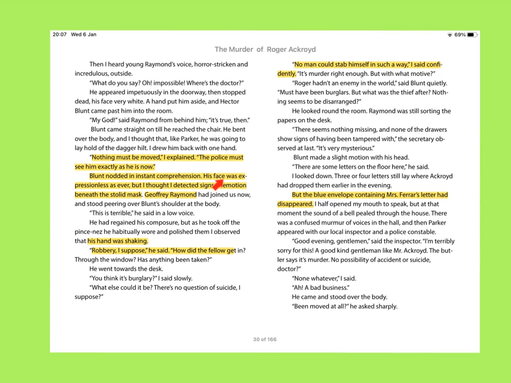More suspicion cast towards Hector Blunt here. "His face was expressionless as ever," an impassive sort of face, hard to read. But even this, Shepherd thinks he can see some emotion. Well, look, detected, all right? So again, that's foreshadowing and setting up that Hastings role, an assistant to the detective. And obviously, mask gets you towards ideas of suspicion as well.